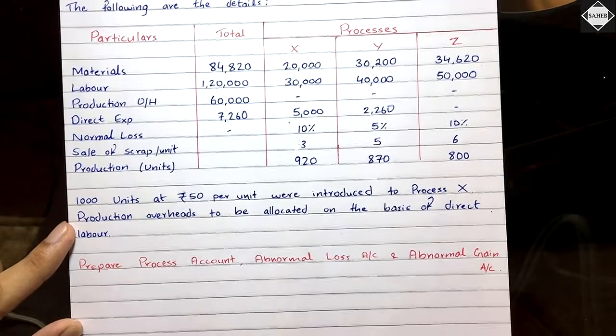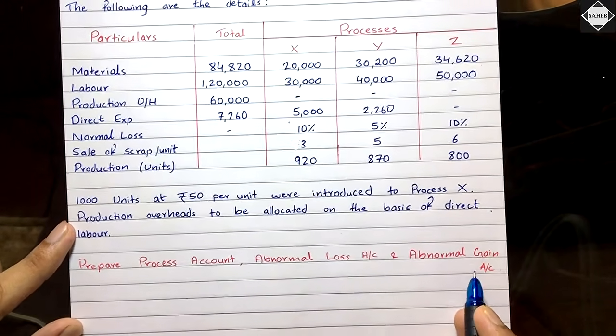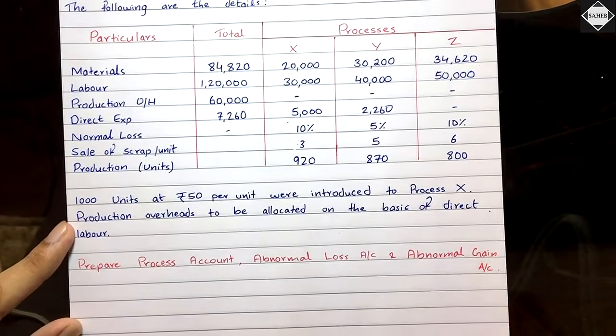Okay, so then they're saying prepare process accounts, abnormal loss account, and abnormal gain account. We'll also try to prepare the normal loss account if you have time. Okay, all right, let's start.